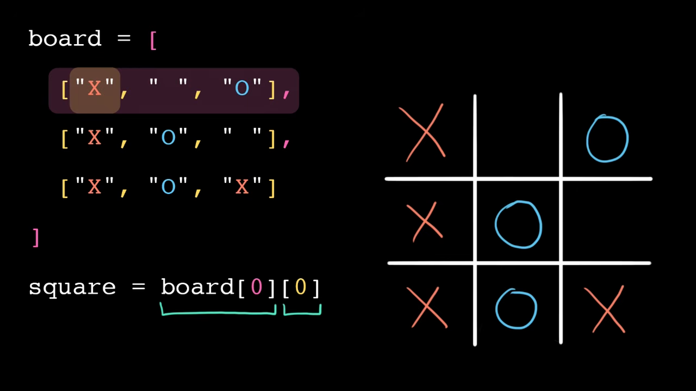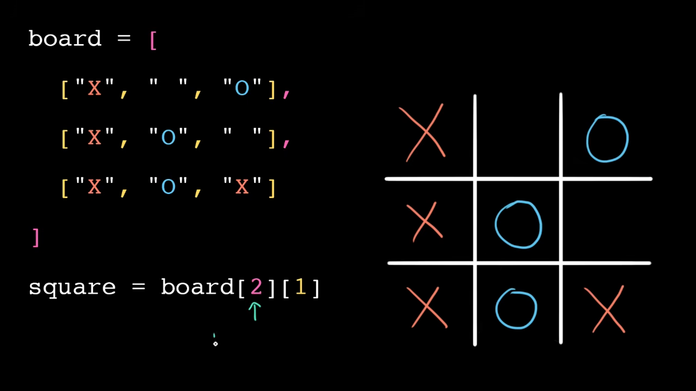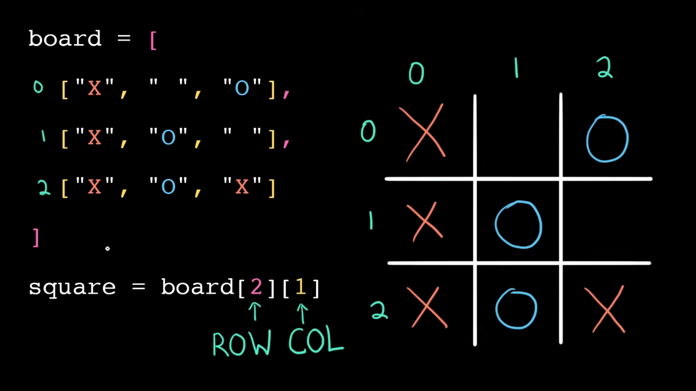When using double indices like this, programmers often think of it in terms of row and column. The first index accesses the nested list, or row, and then the second index accesses a column of that row. Just remember that the indices start at 0. So this is row 0, 1, 2, and then column 0, 1.